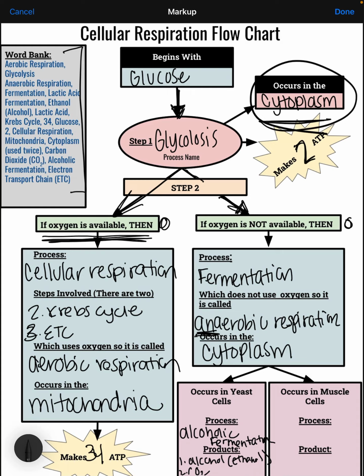Now, in muscle cells, this is what happens when you do not have enough oxygen going to your muscles. We've all been running or working out, and we get a cramp. The best thing to do for those cramps is to stretch it out and to get oxygen there. When this happens in muscle cells, we call this lactic acid fermentation. And what is the product of this? Super easy, lactic acid.